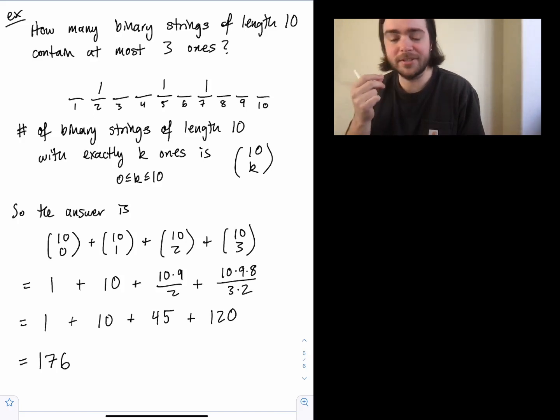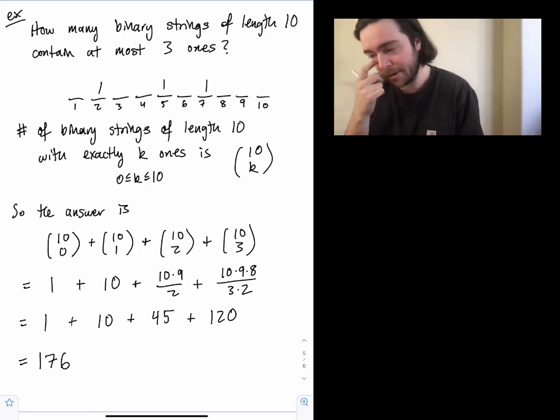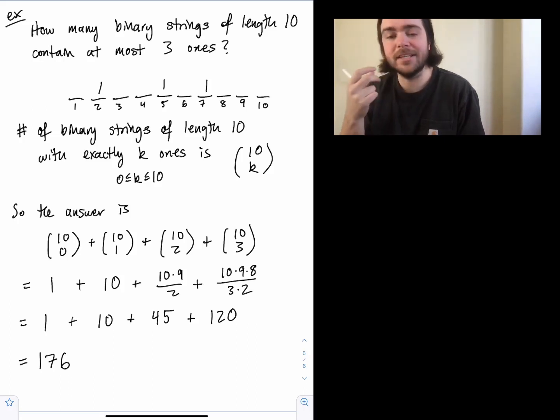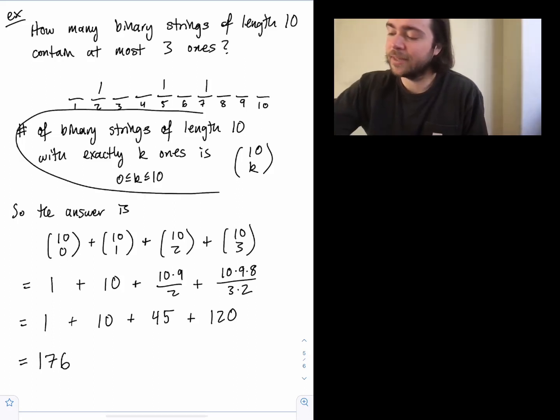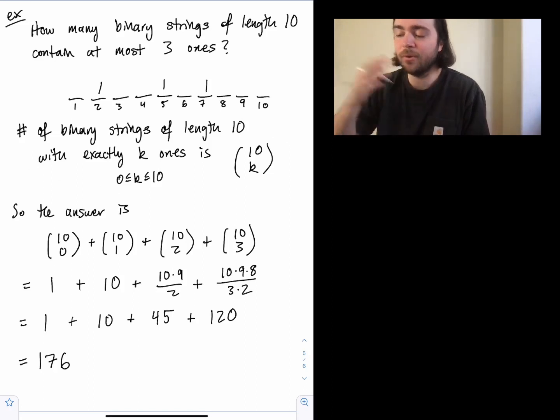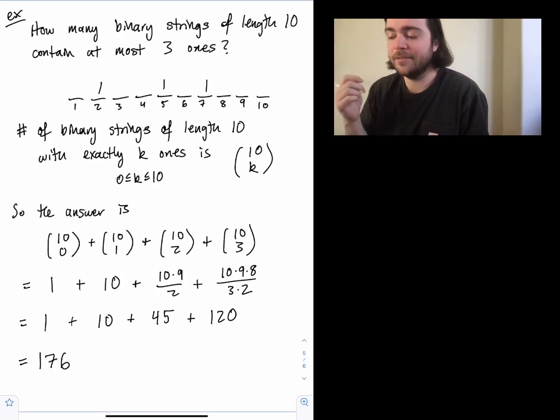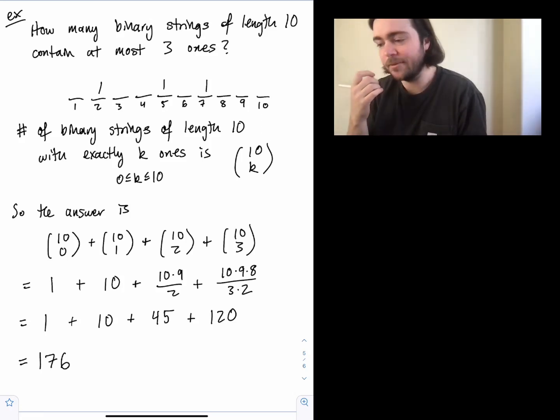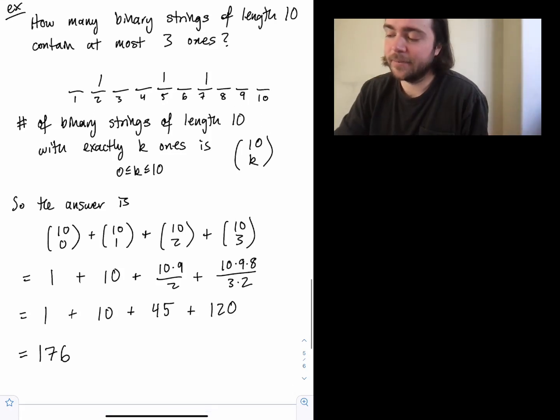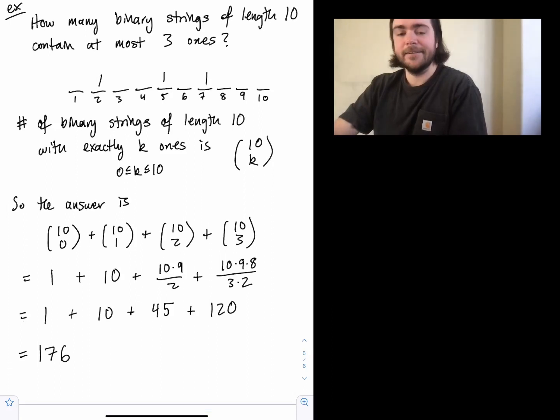All right, so that was another example of using combinations where we don't care about the order in which things are listed. We just care about counting subsets, right? We want all of, in this case, thinking about the strings of length 10 with exactly k ones. We don't care what order the ones appear in our string. We just want to count how many different strings of length 10 contain exactly k ones somewhere. So we just care about subsets of size k taken from a set of size 10.